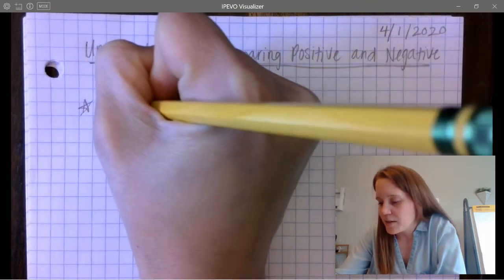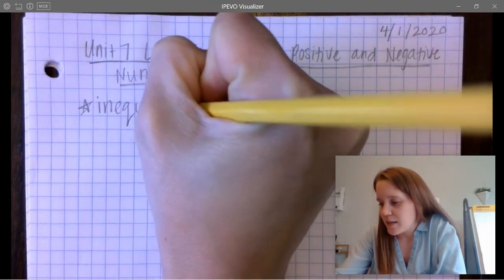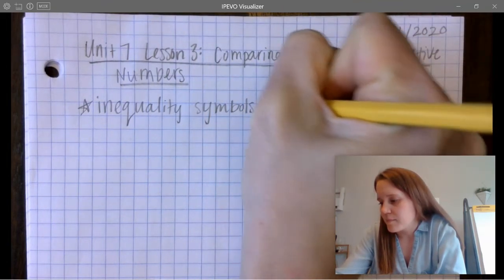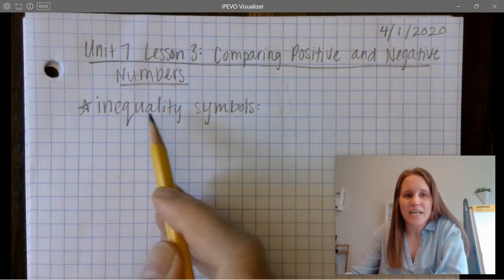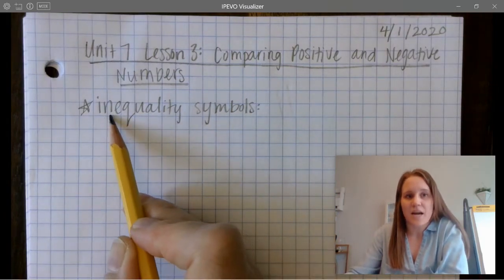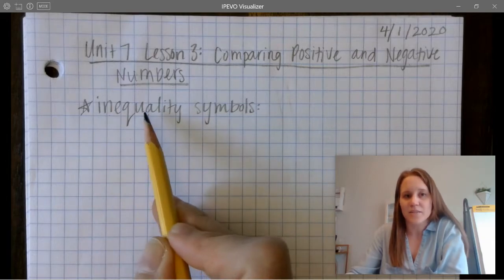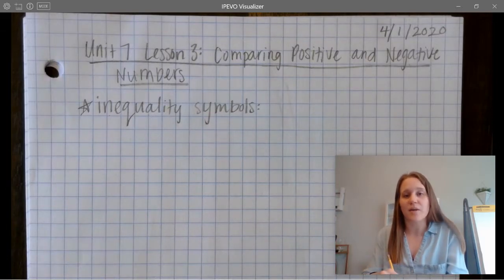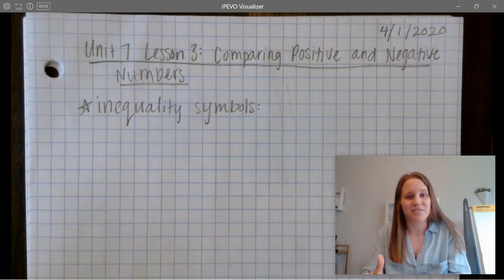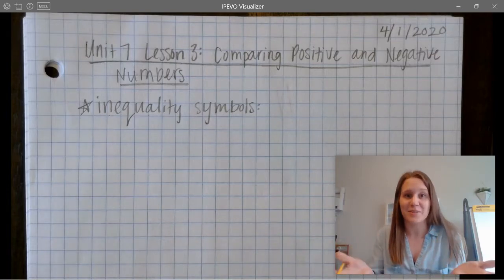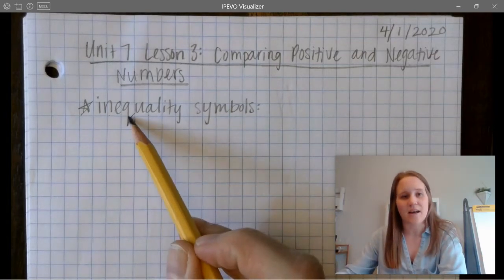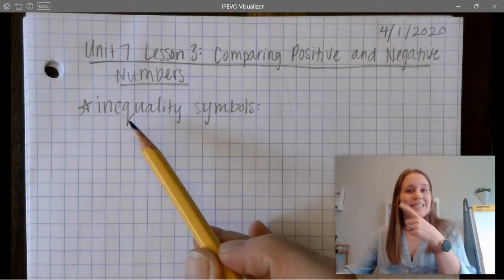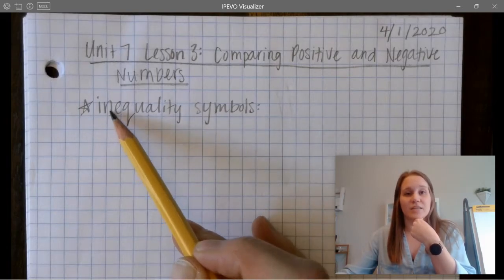Let's take a quick note. Inequality symbols. The word inequality means not equal. So when I'm comparing two numbers or two values that are not equal to each other, I use an inequality symbol. If I'm comparing two numbers that are equal to each other, guess what? I use an equal sign. So an inequality symbol is similar to an equal sign in that it allows you to compare the value of two numbers, but different in that the numbers or the values are not equal.